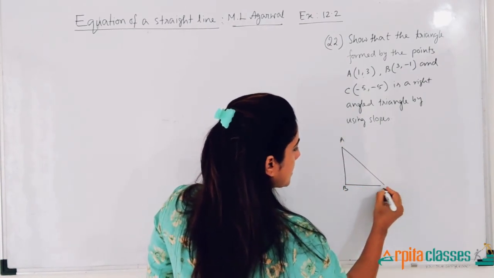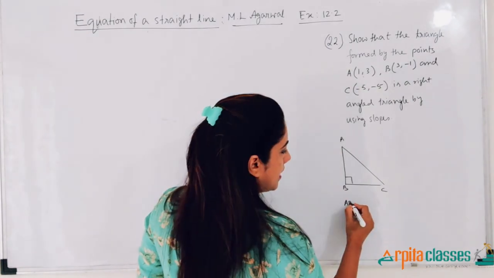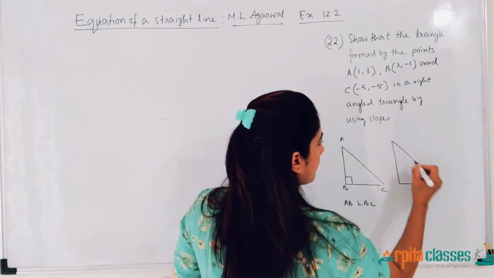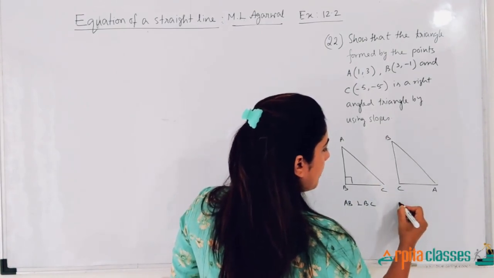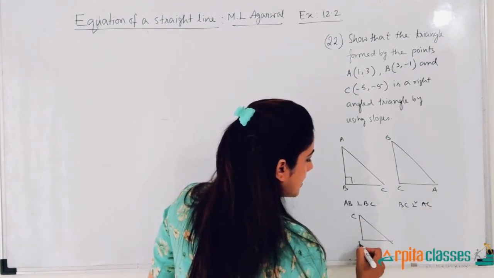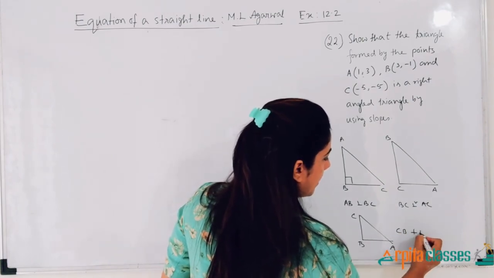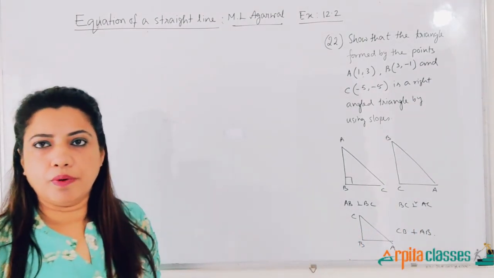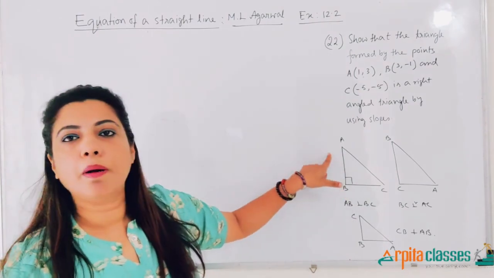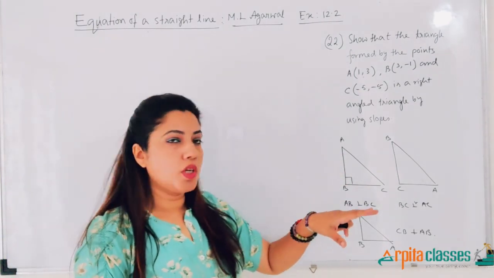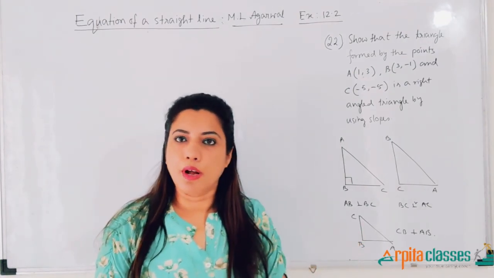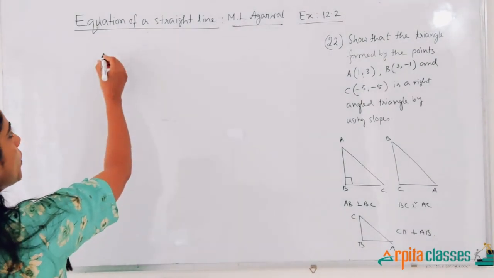It can be ABC like this, where AB is perpendicular to BC. Or it can be BCA, where BC is perpendicular to AC, or it can be CBA, where CB is perpendicular to AB, or whatever way. The name can be anyhow. So basically we need to show that any two lines are perpendicular to each other. If we can find the slopes and show that any two lines are perpendicular, we can easily say that this is a right angle triangle. So let us find out the slopes.